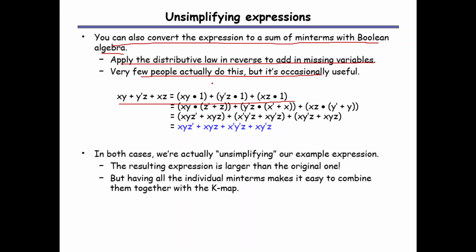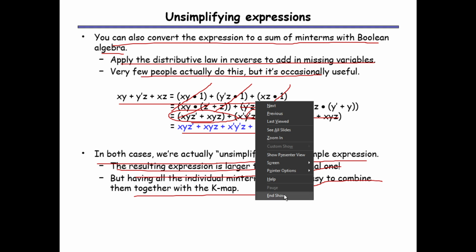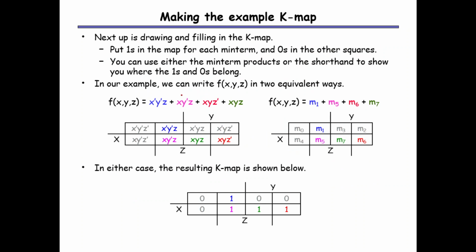This is directly xy, y prime z, xz, so let's simplify it. You're going to have your x, y, z. I don't think that can be simplified much more than this, this is okay. In both cases, we are actually simplifying our example expression, though the result expression is larger than the original one. Writing individual minterms makes it easy to combine them together with a K-map. That's why we use a K-map.